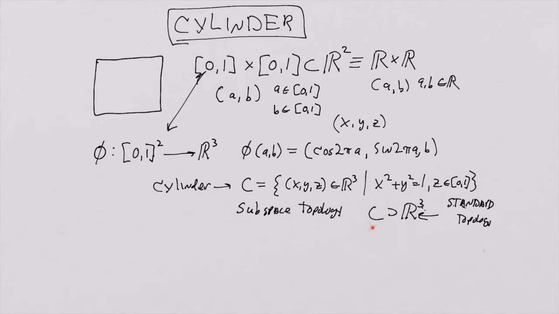So the topology on C will be the intersection of all these open balls in R3 with this subspace. And what that's going to end up doing is inducing a topology on the cylinder. You can imagine there's an open ball here. Well, that has no intersection with C. This is C here, right? So that does not inform us at all about an open set on C.